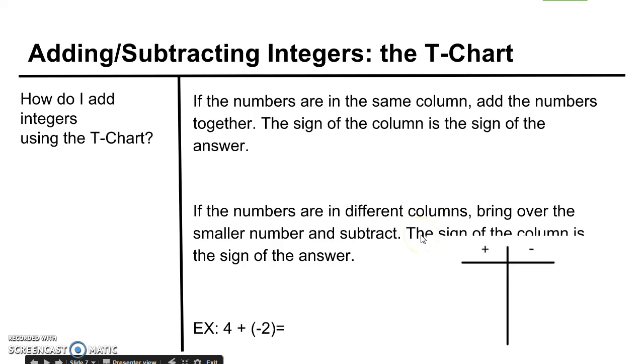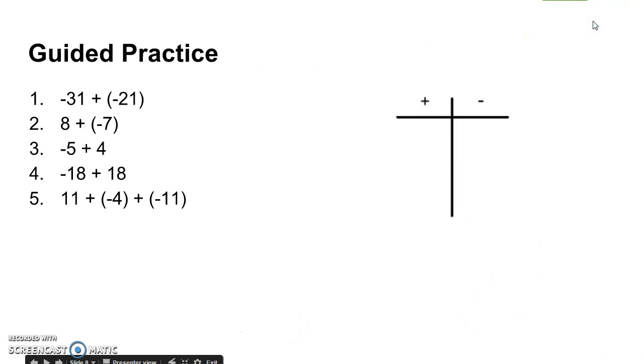Okay, so for example, 4 plus negative 2. We would put 4 in the positive column, 2 in the negative column, bring over the smaller one, and subtract, and the sign of the column is the sign of your answer. Or we just know signs are different, so we subtract and keep the sign of the bigger number, okay, using those integer rules. Now, I want you, on this next slide, to hit pause.